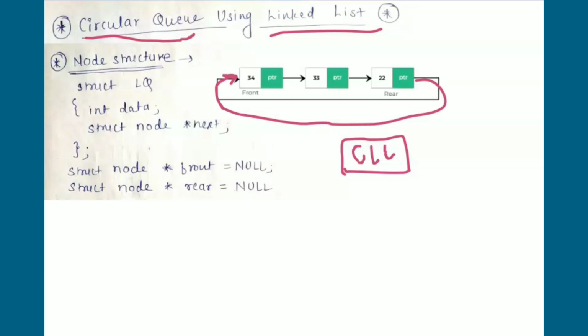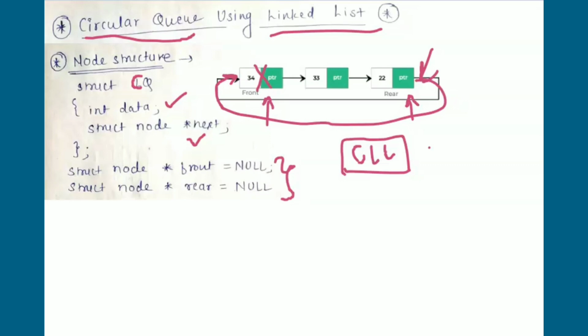Again for queue, we have one end that is nothing but the front and we have another end that is nothing but the rear. In case of circular queue also, we perform the deletion operation from the front end and we insert data at the rear end of the queue. The node structure we are going to use here consists of data as well as a next pointer. And just to maintain the front and rear, we are going to use two pointers, front and rear, and at the start, we initialize them with null.